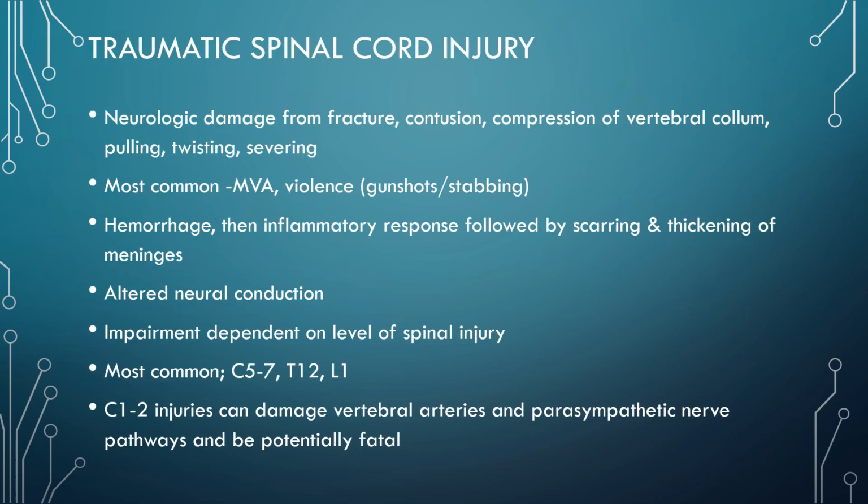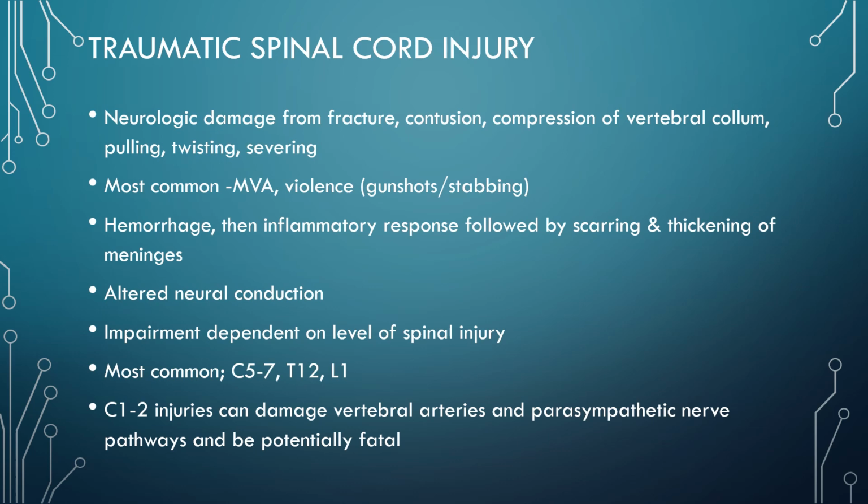So spinal cord injury, traumatic spinal cord injury, damage can be from fracture. Fracture is specific to a break in the bone, but could also damage the nerve fibers there in the spine. Contusion, which is a bruising, or compression of the vertebral column, pulling, twisting, or severing. Most common causes of spinal cord injury are motor vehicle accident, and then number 2 is violence, gunshot or stabbing.